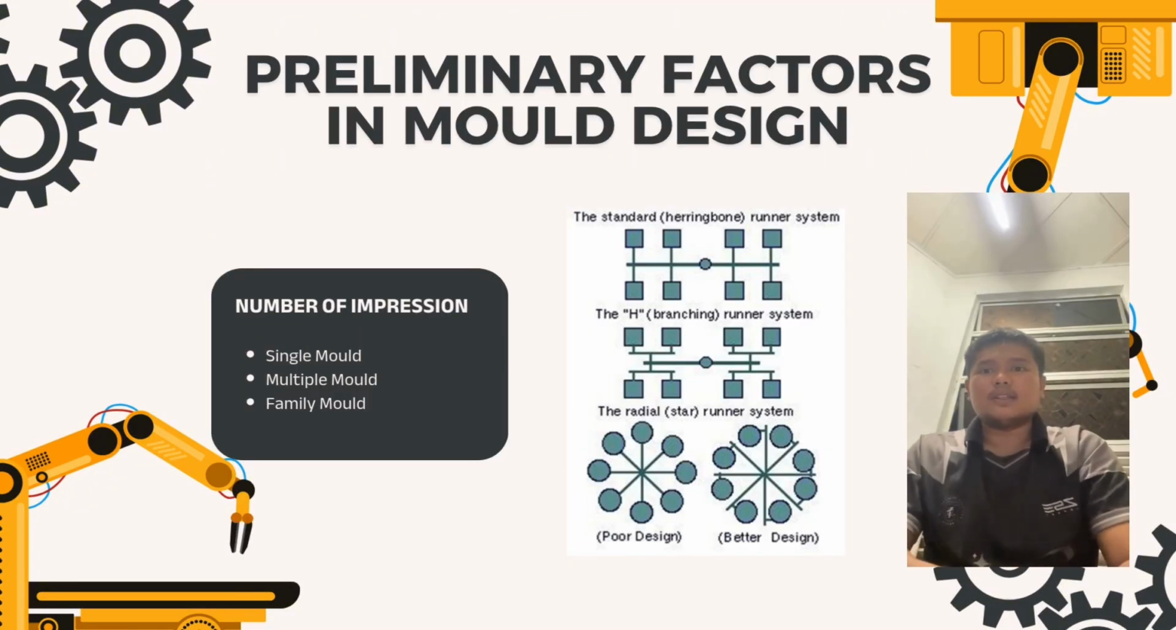Okay, next is number of impressions. In this page, I have 3 examples for number of impressions. First, single mold. Second, multi-mold. And last is family mold.